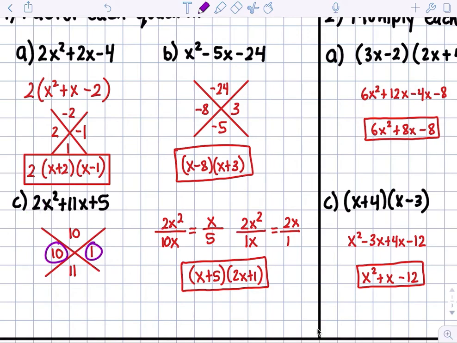And these, you put them to the denominators of both of them with a variable of x. So simplify this. You're going to get x over 5. And then simplify this, and you're going to get 2x over 1. So your factors are x plus 5 times 2x plus 1.